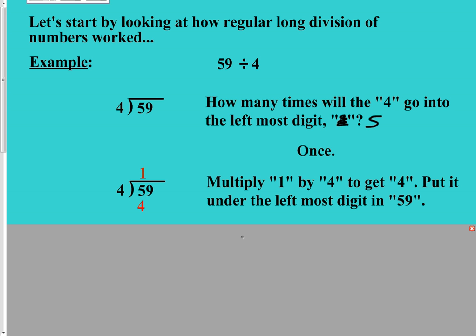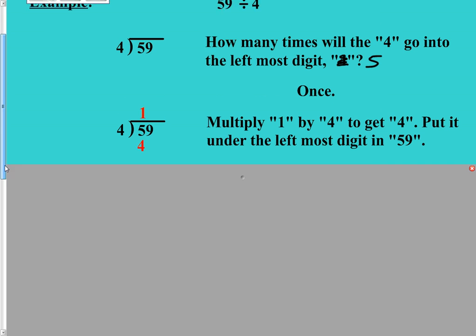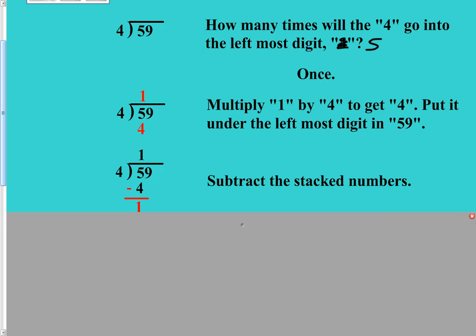So there's a 4. Now the thing that we do from here is you subtract this value away. We are removing that 4 from the 5. We decided it would go in one time. Once it goes in one time, it is no longer there. So we're taking that 4 away. 5 minus 4 is 1.